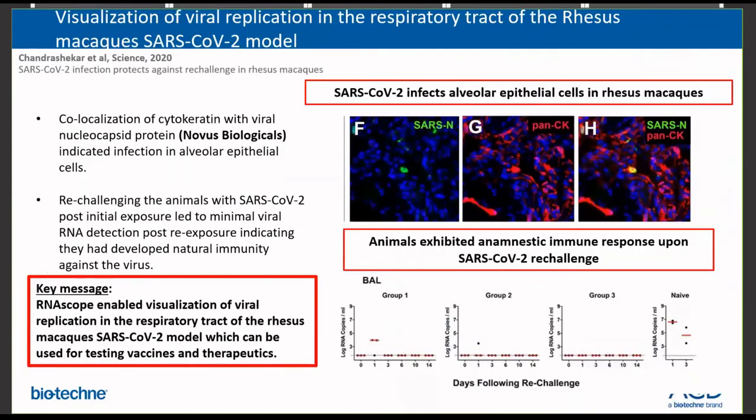In addition, they also performed IHC staining for cytokeratin and viral nucleocapsid protein from Novus. Novus is a sister company of ACD, and this was done to indicate that the infection was in the alveolar epithelial cells. To summarize, all this information from this paper can further be used for testing vaccines against the virus and also for the development of therapeutics.